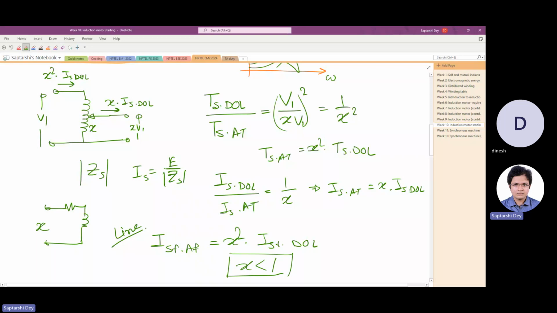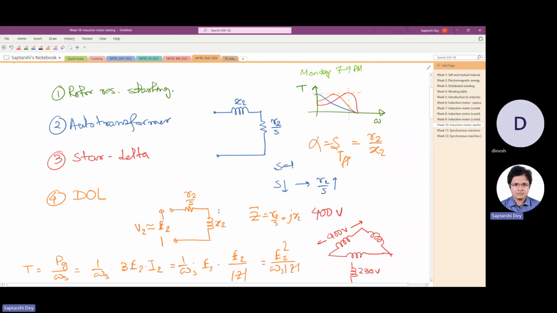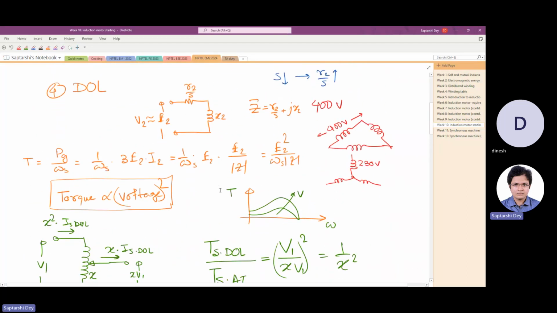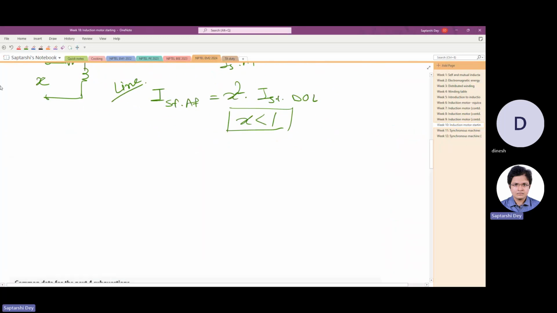Our current is reduced by X squared times, our torque is reduced by X squared times, and voltage is reduced by X times. Okay, so this is auto transformer starting. And star delta starting, if we look at, it's even easier.